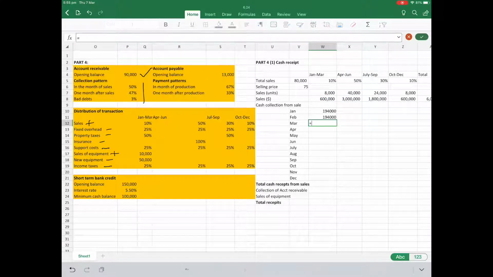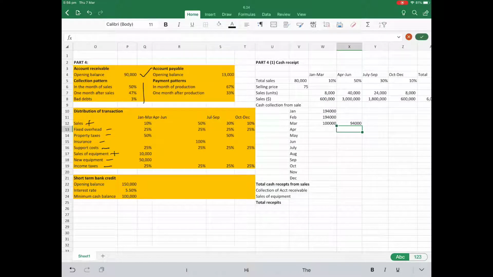Now when we come to March, it's a bit different because of the sales in March, 50% of that you collect in March, but 47% of that you collect in April. Alright, so what you can do, you work out the sales of 1 month and then you times with 50% only, because that is what we collect in March. And then the rest, 47%, we collect in April, which is the next quarter. So again, you work out the sales of the month and then you times the 47%.